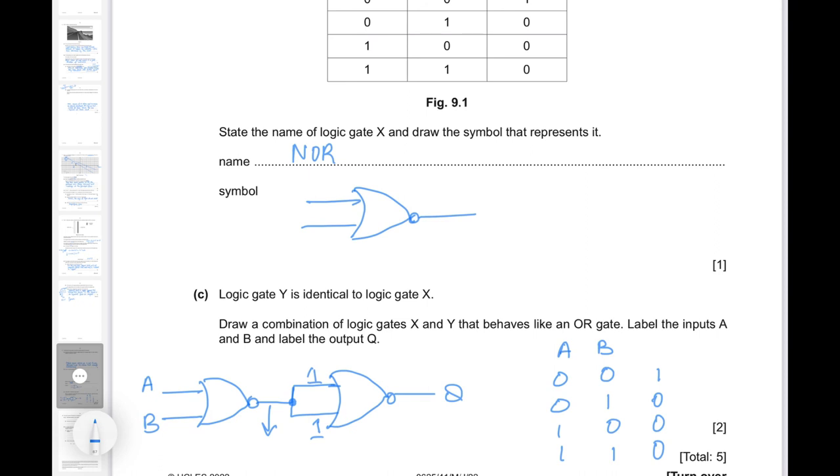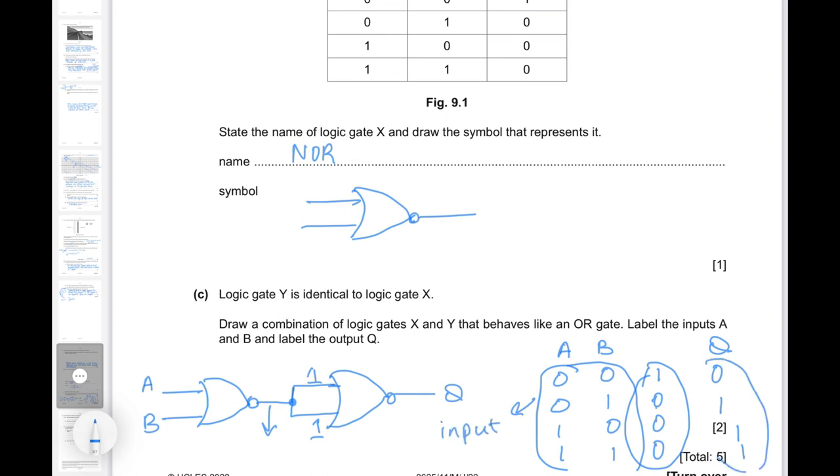Now, because this is a NOR gate, when both of these signals are 1, the output would be 0. When both of the inputs are 0, it would be 1, 1, and 1. So this is your output Q. And now, as you can see, you have got the inputs and the output, which is the same as you would find for an OR gate. 0, 0 gives 0, 0, 1 gives 1, 1, 0 gives 1, and 1, 1 also gives 1. So now you've converted 2 NOR gates into an OR gate.